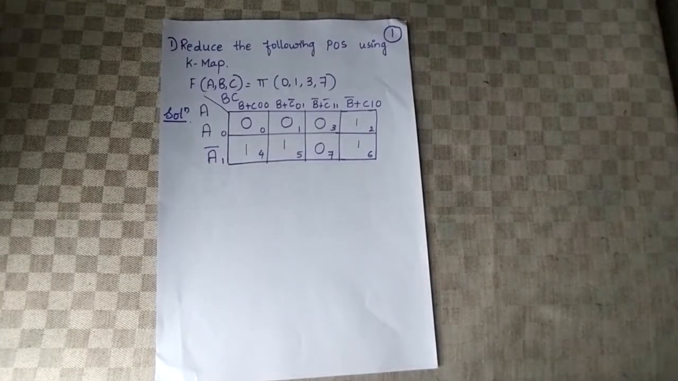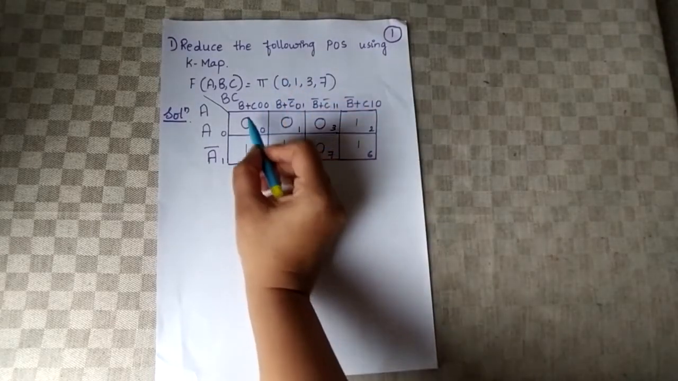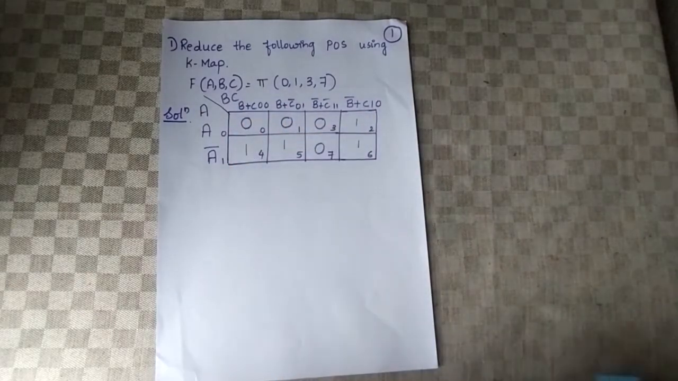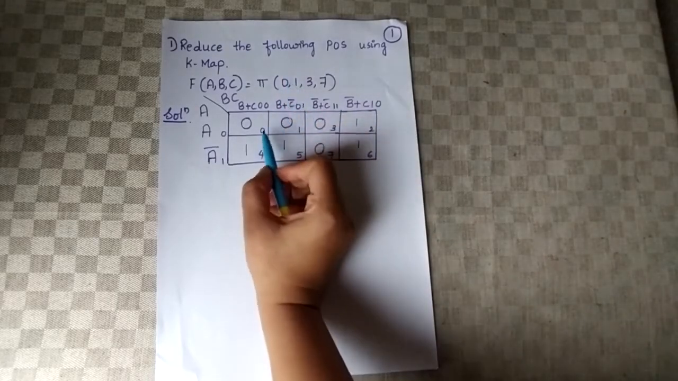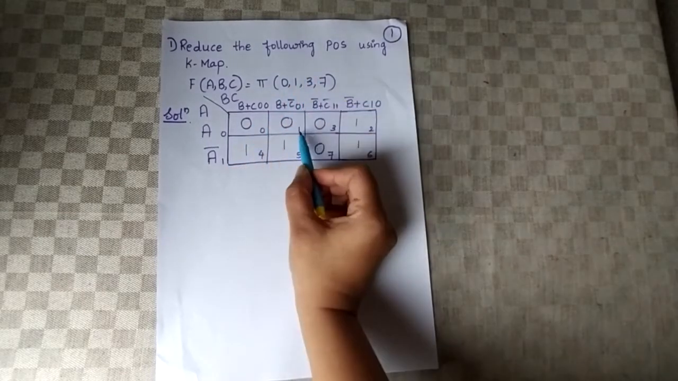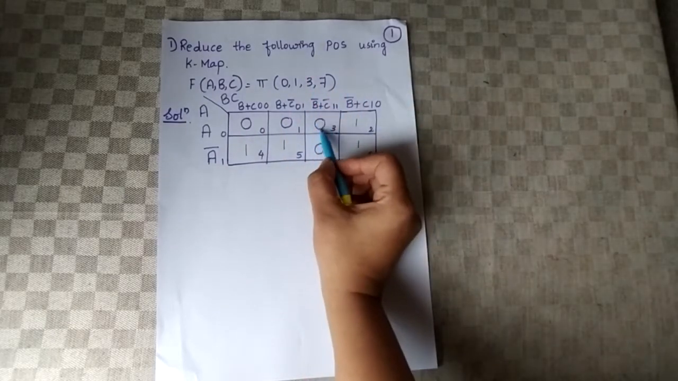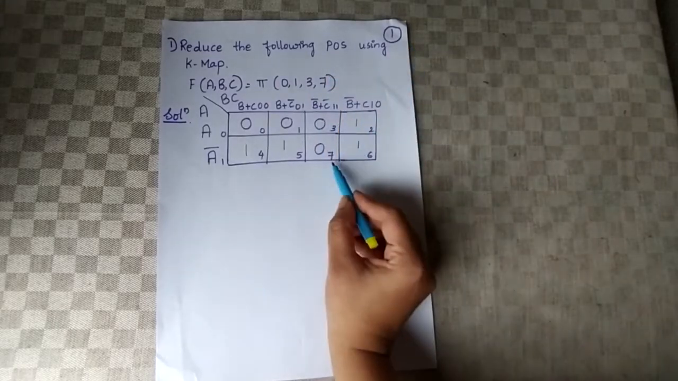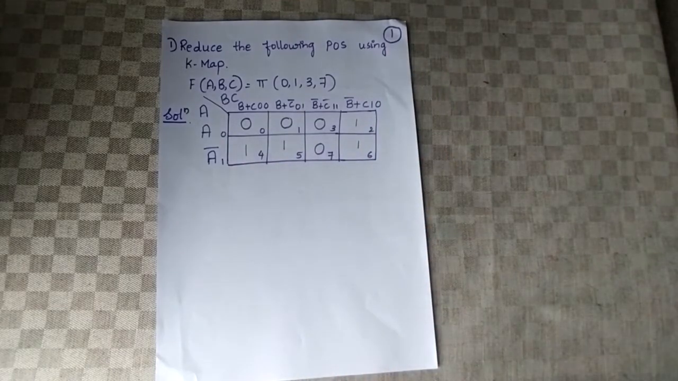Now let us go for the grouping. So what are the terms given here? 0. So cell numbering with 0, I am placing the value 0. As I said already, when it comes to max terms, we are going to group zeros in the pair, quad and octet form. Okay. So 0. Here you are having the cell numbering as 0, place 0 there. 1, so cell numbering with 1 will be holding 0. 3, cell numbering with 3 will be holding 0. 7, so cell numbering with 7 is holding 0. So all the remaining blocks should be placed with 1.